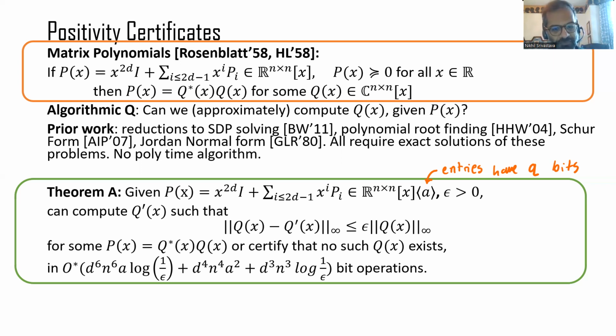Then the algorithm computes some matrix polynomial Q'(x), such that Q' is close to the true Q in the spectral factorization, up to some epsilon times the norm, where this norm is just the entry-wise maximum of all the coefficients that appear in the polynomial. So it will either compute an approximation of the polynomial spectral factorization, or certify that no such spectral factorization exists. So if you give it a polynomial that's not positive semi-definite on the real line, it will certify that. And the running time is polynomial in d, the degree, n, the dimension of the matrices, a, the number of bits in the matrices, and log 1 over epsilon.